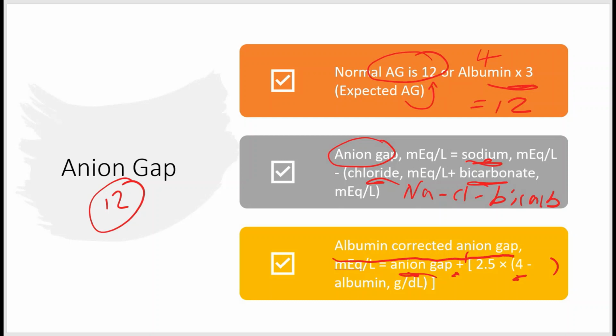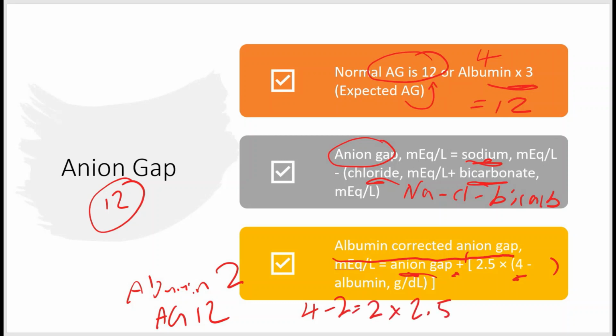For example, if the patient's albumin is 2 and their calculated anion gap was 12, using that formula, 4 minus 2 gives you 2, times 2.5 is 5. So 5 plus the anion gap that was calculated, 12, gives you 17. So actually that patient's anion gap is 17.